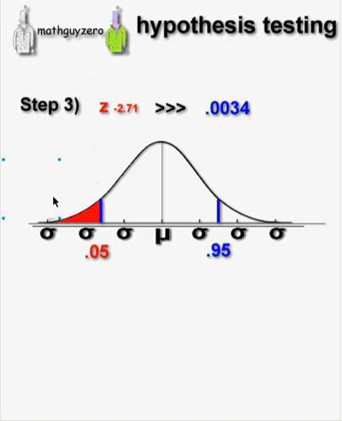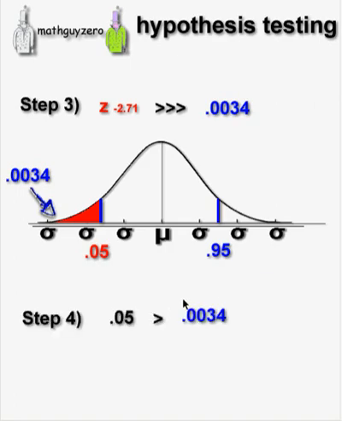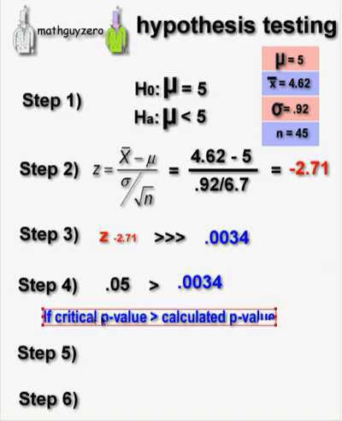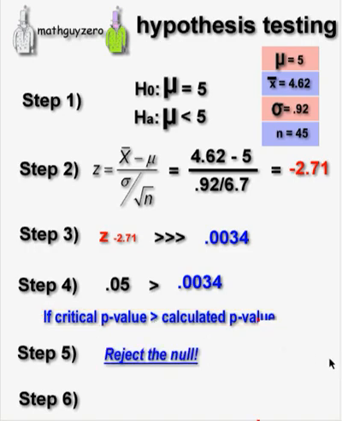So now we go to step 4. We have to decide, is 0.05, the cutoff level, the critical value, greater than the calculated p-value? Let's check the rules of rejecting a null. The critical p-value is greater than the calculated p-value, so we're going to go ahead and make our decision. We're going to reject the null, and that's basically it.